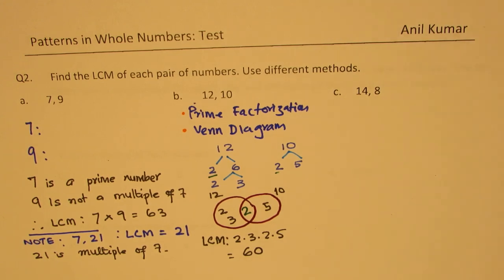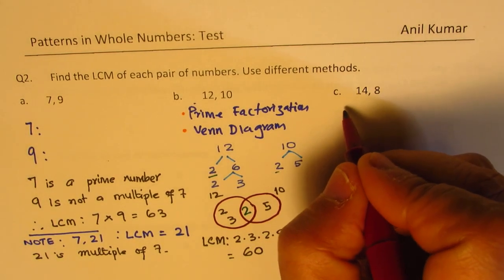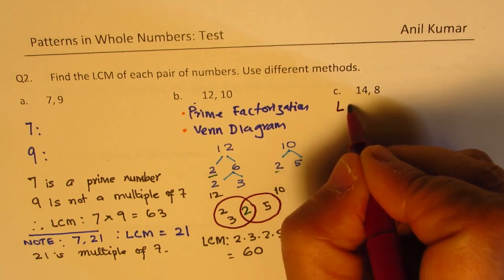Now, we'll talk about the third method, which is what we have learned in our childhood. It is a special kind of division. We call it ladder division.